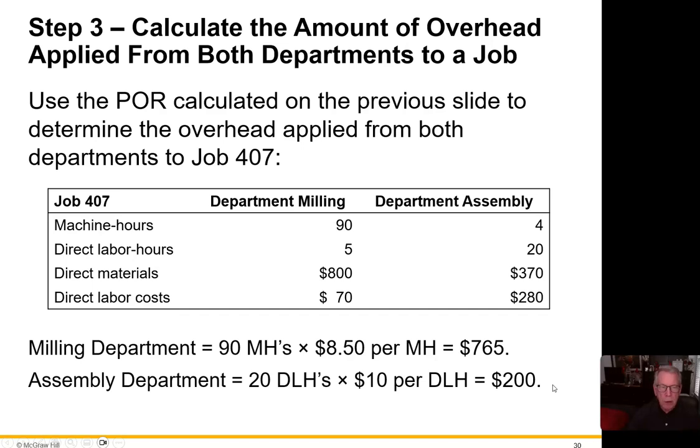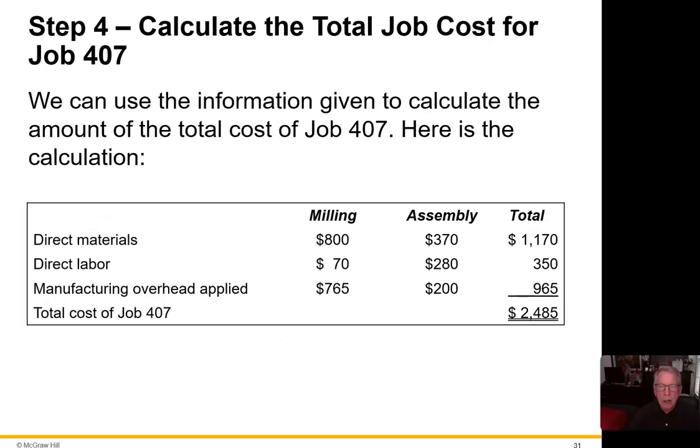Okay, so now we can calculate our product costs. Here's our direct materials in milling, our direct labor in milling, and our applied overhead in milling. Same thing with assembly: direct materials, direct labor, and applied overhead. We add the two of those together, and we get a total job cost of $2,485 for job 407.